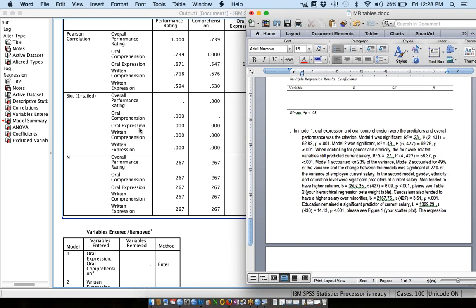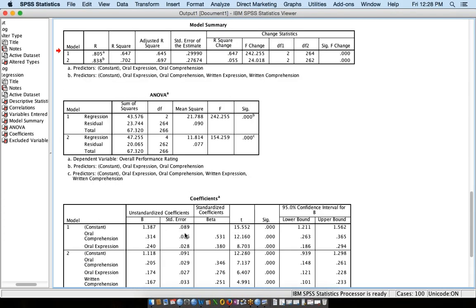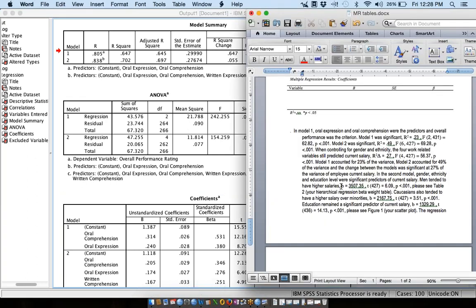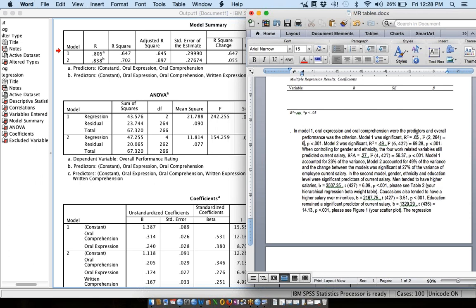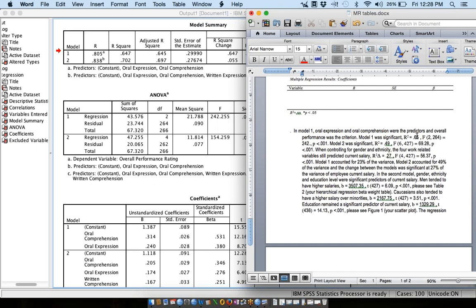Now what I want to do is put this where I can see. Model 1 was significant, and R squared is .65. My F is 264. The F value equals 242.26. P-value the same.